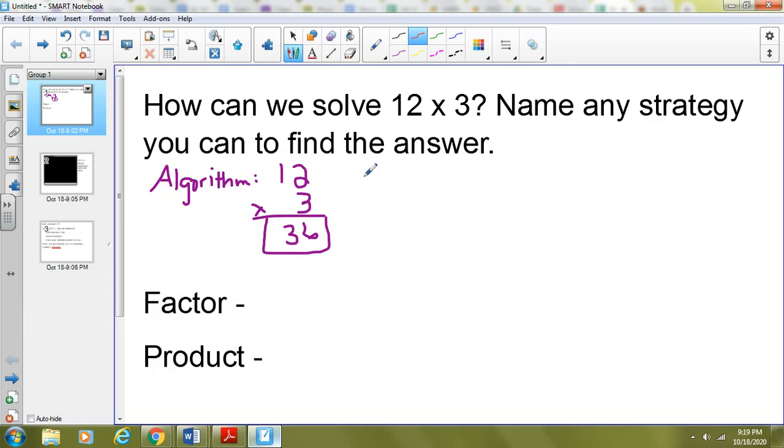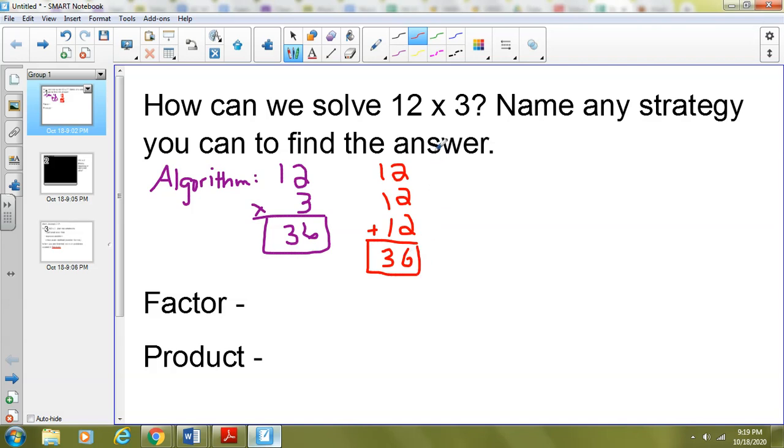We can also do repeated addition. So we could add 12 3 times, because we know that 12 times 3 is taking 12 3 times and adding it together. And 2 plus 2 plus 2, well, 2 plus 2 is 4, plus 2 more is 6. And then 1 plus 1 plus 1, well, that's 3. And so I have 36.